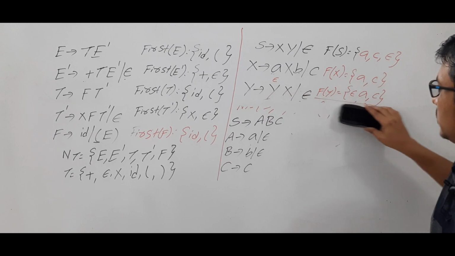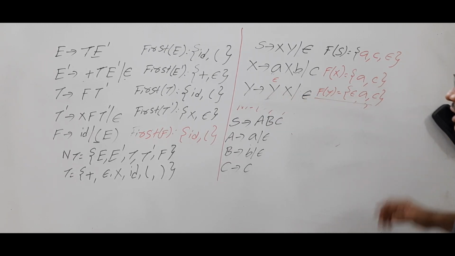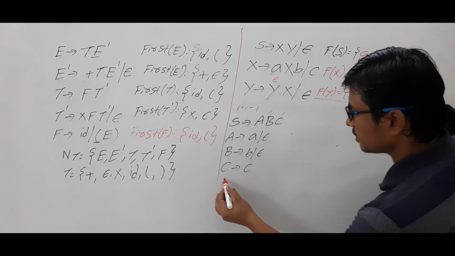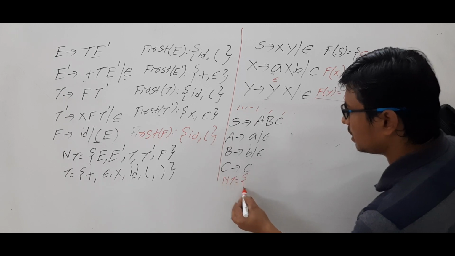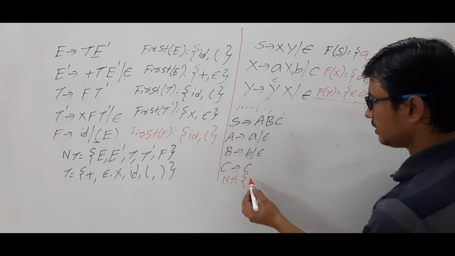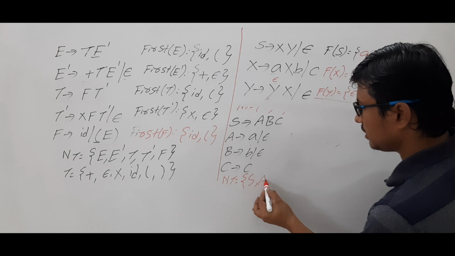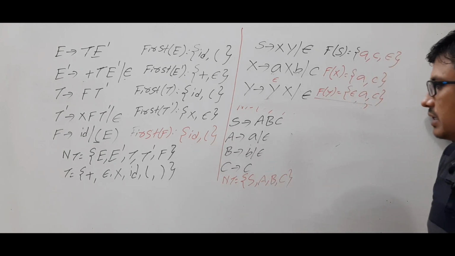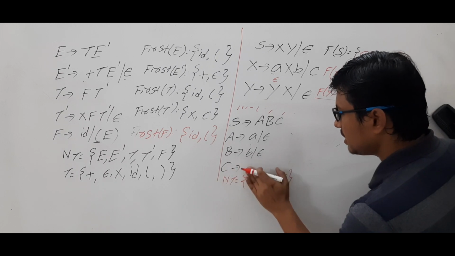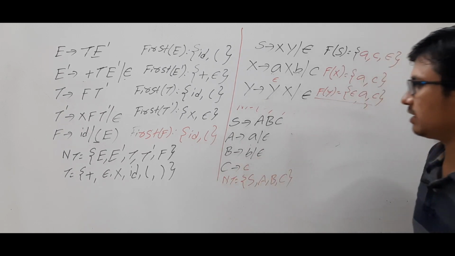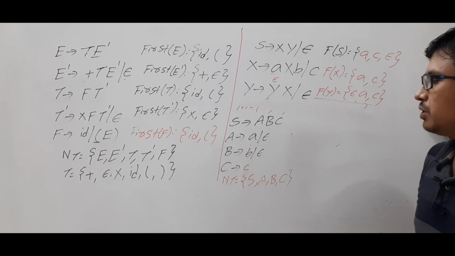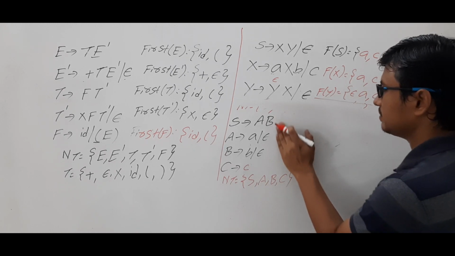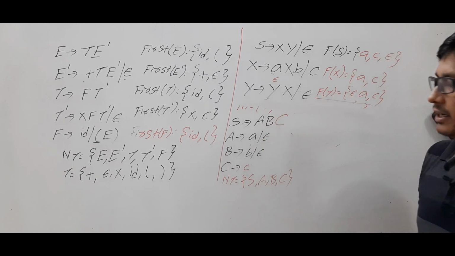Let me erase this one. What are the non-terminals for this one? The non-terminals are S, A, B and C. Is it clear? Are you able to understand? This is capital C and this is small c. Let me write it like this. Okay? Are you able to understand? And this is capital C. Okay, let me write a big letter.